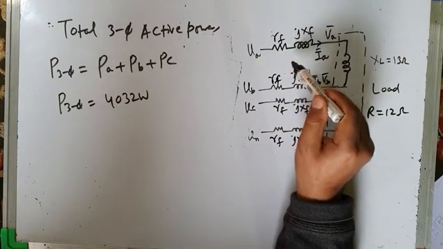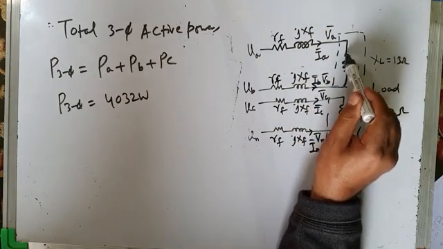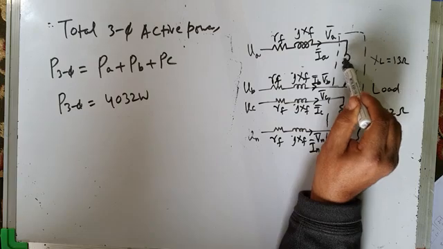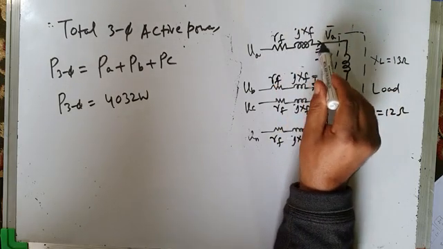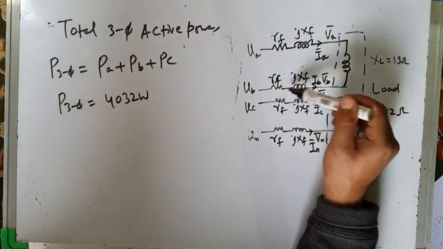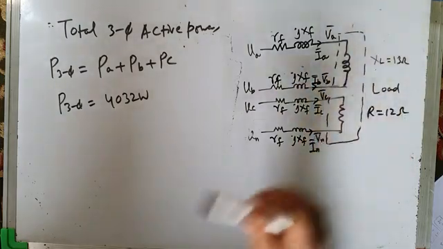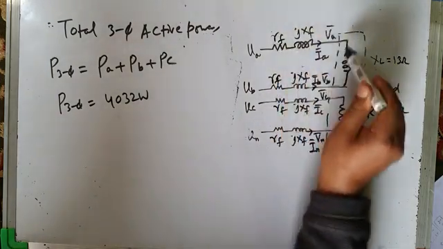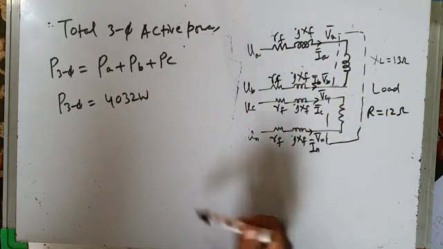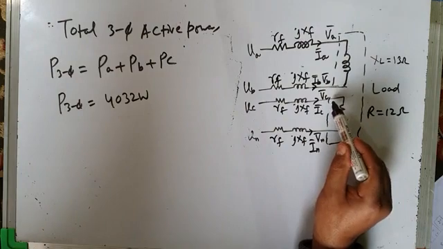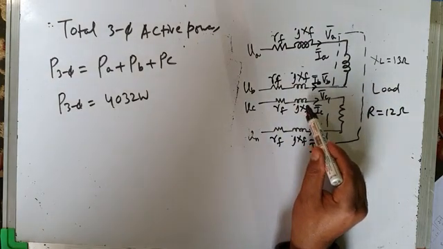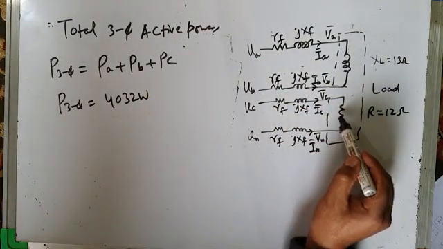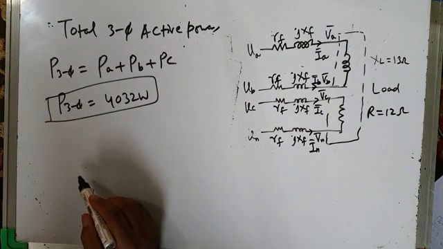But those powers will cancel because between phase A and phase B you have pure inductance. Although in the calculations you have found that there is some active power flowing in phase A, there will be equal and opposite active power flowing in phase B, so they will cancel out each other. So if you have to find the total active power, PA minus PB will cancel out, and then you are left with only phase C. And what is the active power carried by phase C? Just a few moments back we found it is 4032 watts. It carries only active power, no reactive power. So this is total three-phase active power.